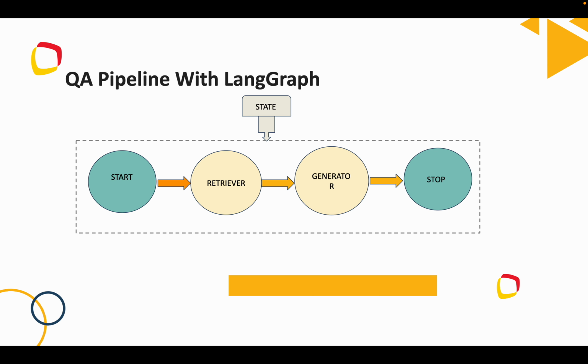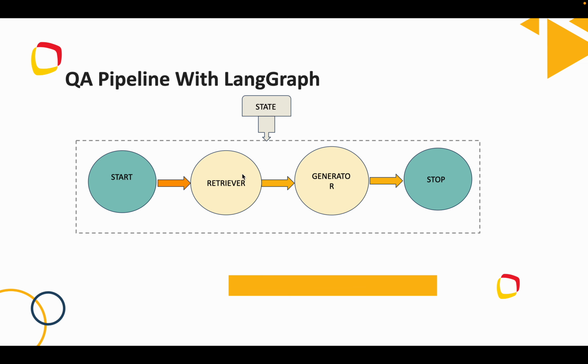So this is a QA pipeline with LangGraph. We will have a starting node, a retriever node, a generator node, and a stop node. Okay, and we can see a state. This is actually a memory, and this memory is shared among the LangGraph nodes. So whenever a state update is happening, the retriever will update that into the state, which can later be accessed by the generator. So this is a shared memory.